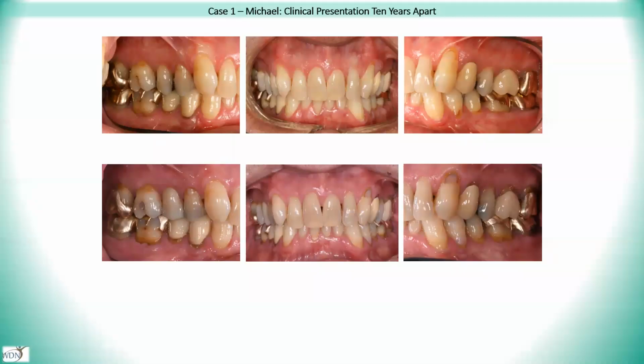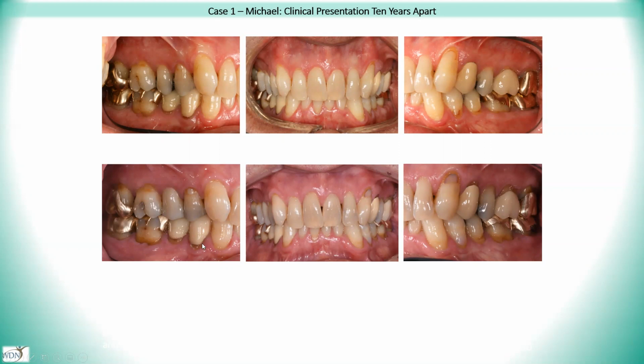Now, how about his clinical presentation 10 years apart? On the screen in the top row is 2010, and this is 2019 in the bottom row. And here's what I would say. If you look at the upper right first molar, you'll see a significant difference in the gingival height here. This patient also had almost no restorative dentistry in this time. So when I look at the lower right first molar, we see a big change in the amount of root structure showing from the 2010 picture.